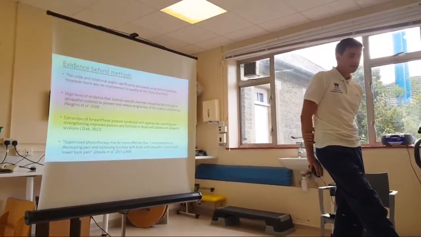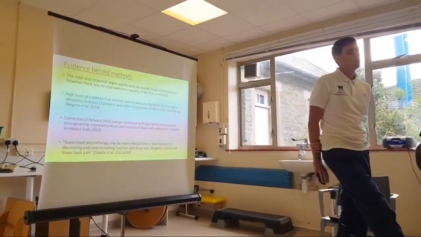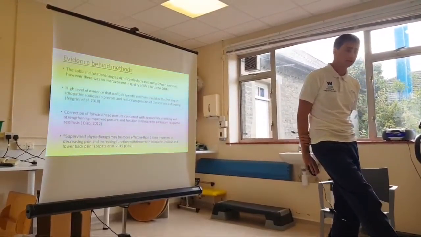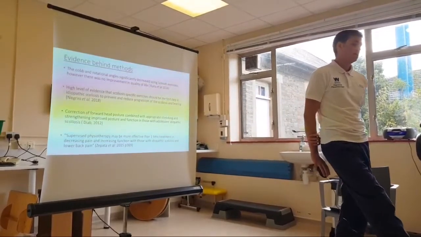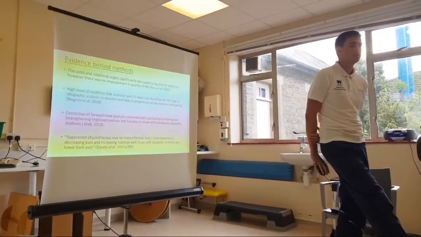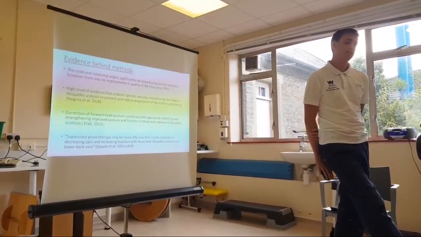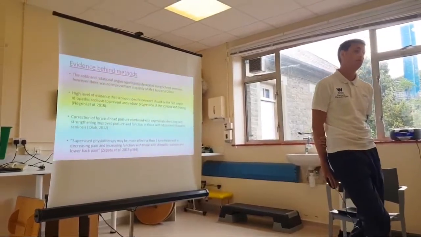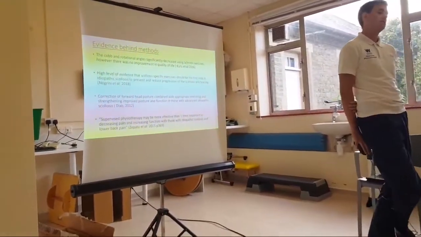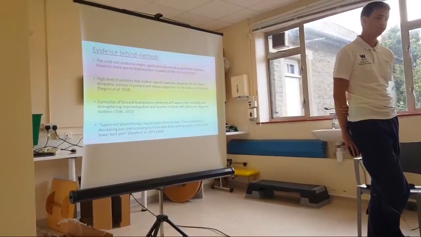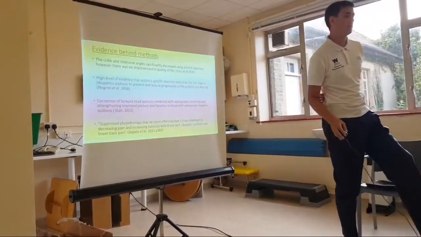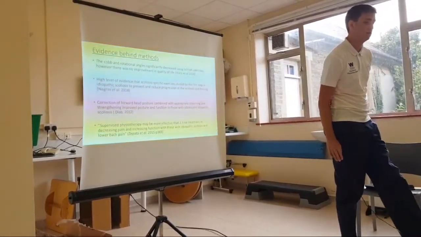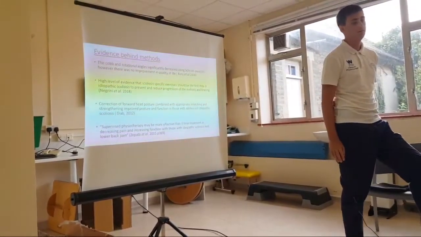So this is just some of the evidence behind some of the things we mentioned just then. In 2016, as you can see there, the Cobb rotation angle significantly decreased using the Schroth exercises. However, there is no improvement in quality of life. So we can get those structural changes, but not necessarily changes in quality of life. There's high evidence that scoliosis-specific exercises should be the first step in idiopathic scoliosis to prevent and reduce progression of scoliosis and bracing, so I don't need to brace as much.